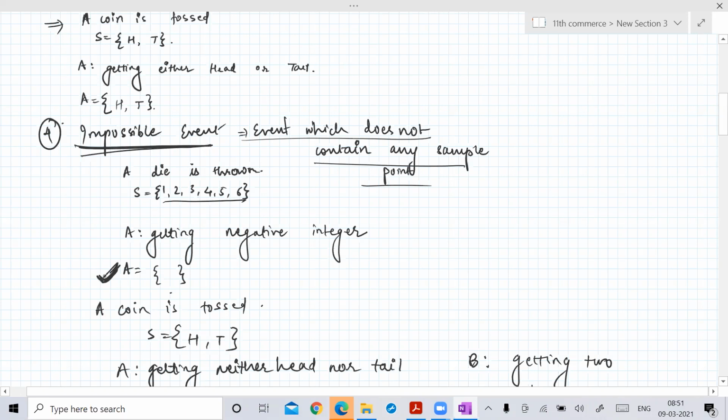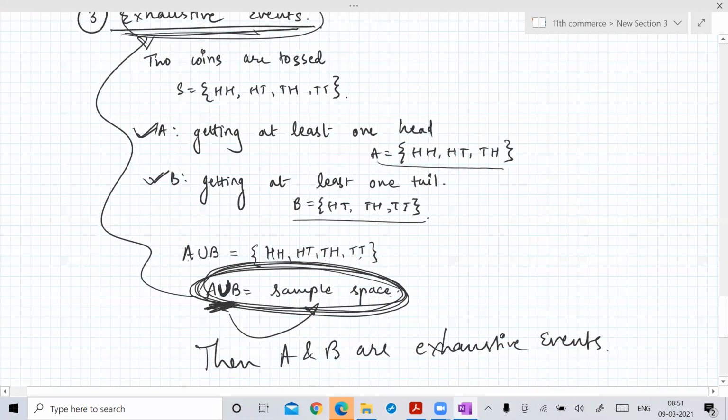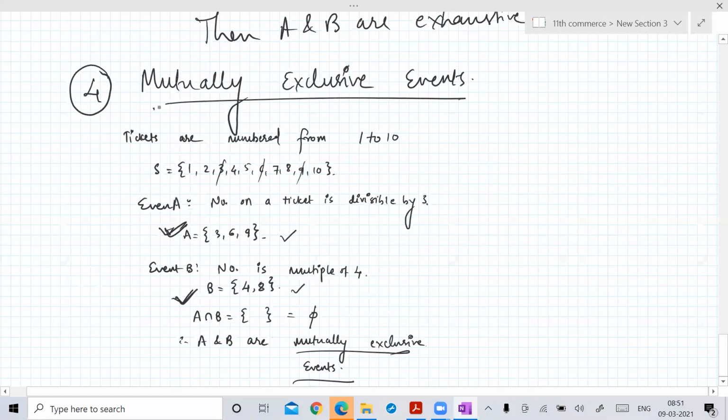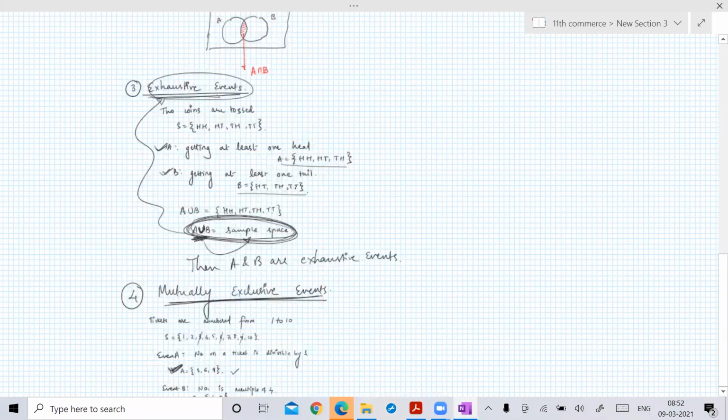In impossible events, we judged only on the basis of one set. But in case of mutually exclusive and exhaustive events, we need two events. For mutually exclusive events, we need two events, A and B. So A and B are mutually exclusive events. Why? Because there is no common element in them. So check it out and see if there is any problem.